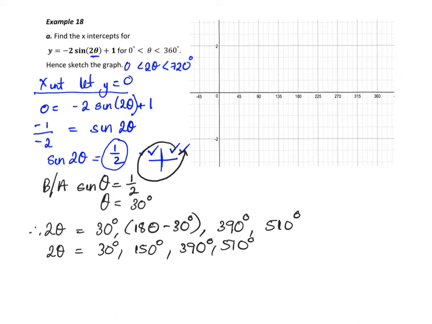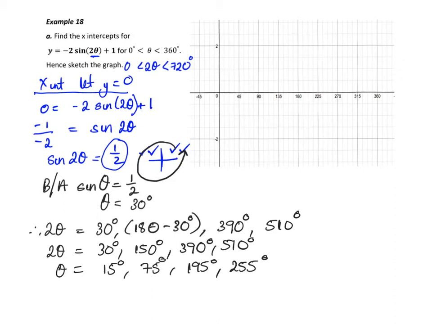And of course, I don't want 2 theta, I want theta. So theta is 15 degrees. It is 75 degrees. It is 195 degrees. It is 255 degrees. They are, in fact, now my x-intercepts, and they are between 0 and 360 degrees.